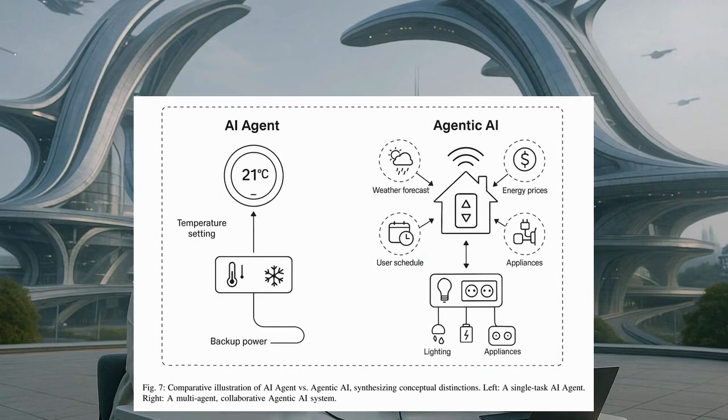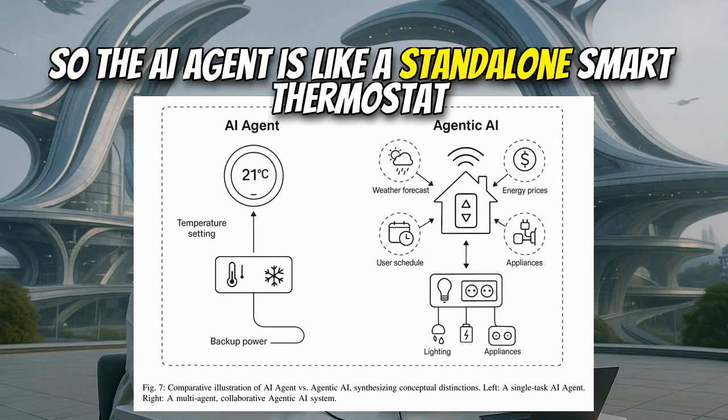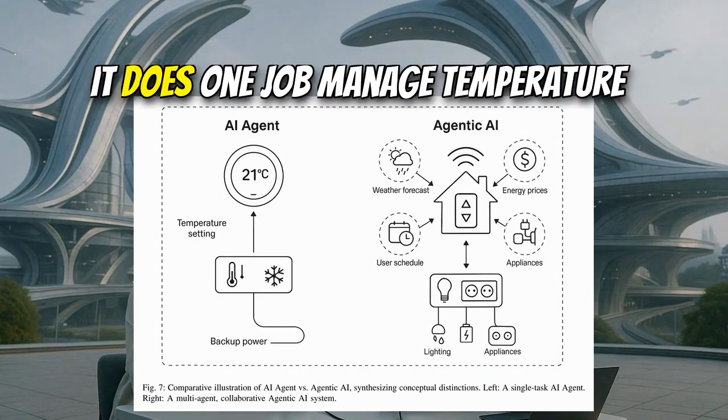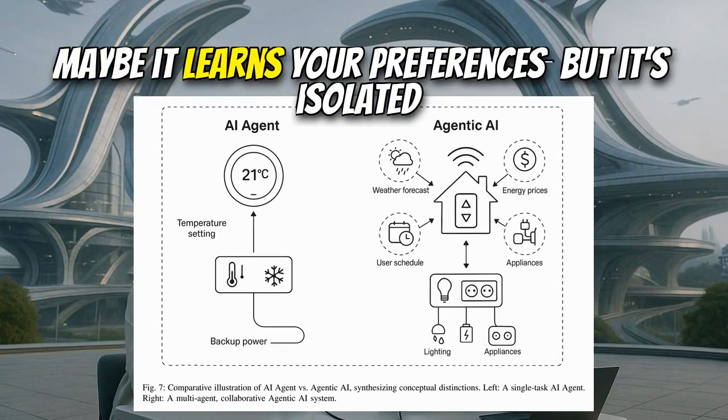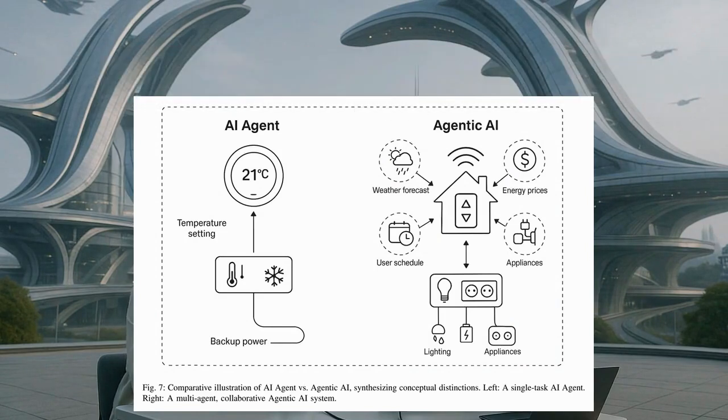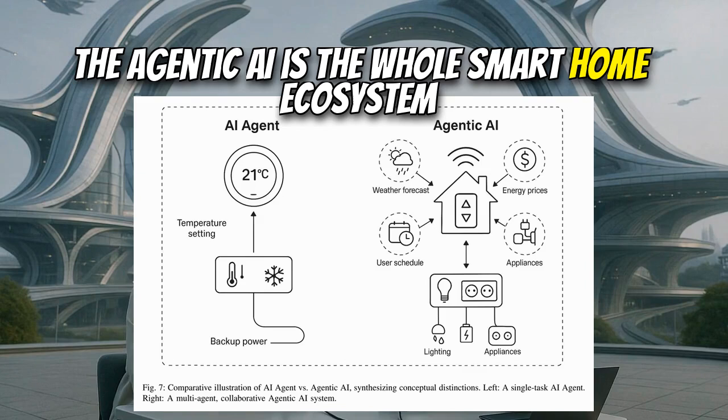Yeah, it's a good one. So the AI agent is like a standalone smart thermostat. It does one job, manage temperature. Maybe it learns your preferences, but it's isolated. Yeah. The Agentic AI is the whole smart home ecosystem.